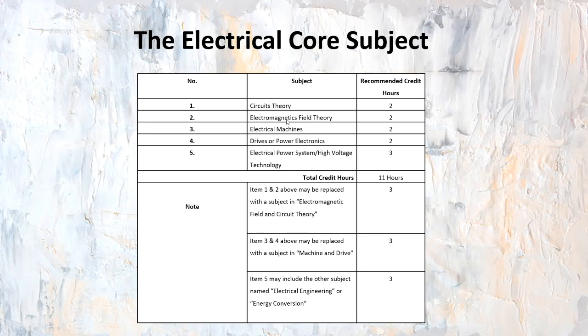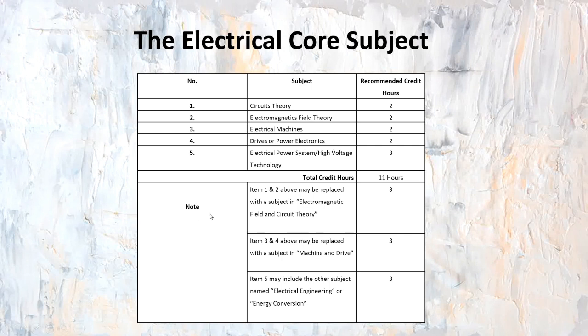Secondly, electromagnetic field theory with 2 credit hours recommended. Thirdly, electrical machines with 2 credit hours recommended. Fourthly, drives or power electronics with 2 credit hours recommended. And lastly, electrical power system or high voltage technology with 3 credit hours recommended. All these 5 course subjects should give a recommended total of 11 credit hours.